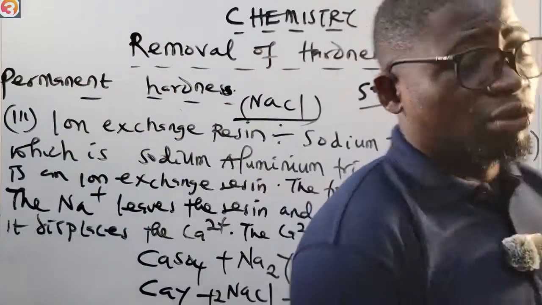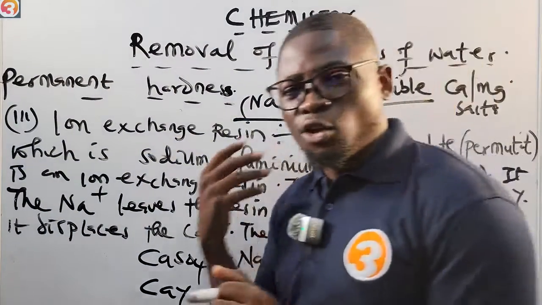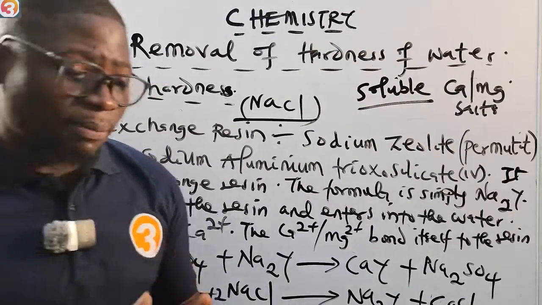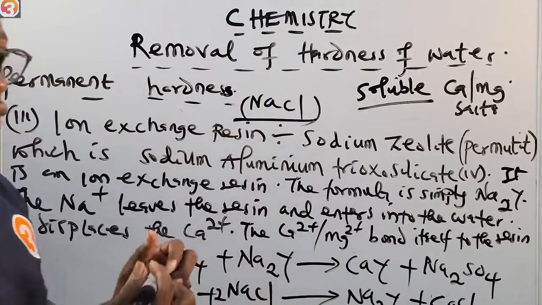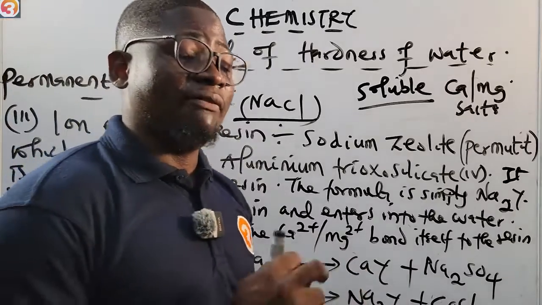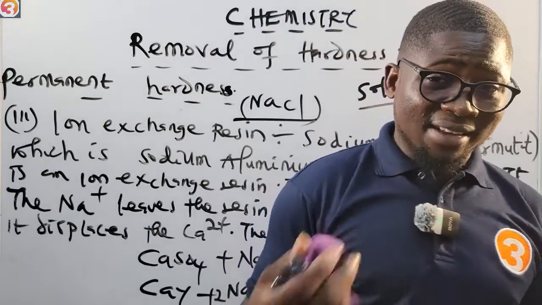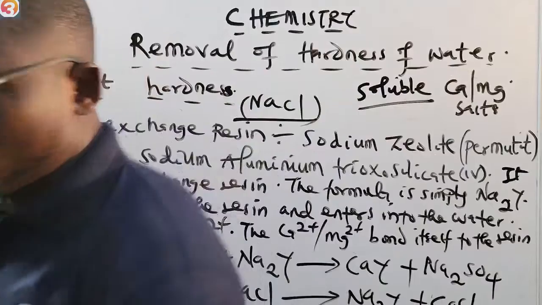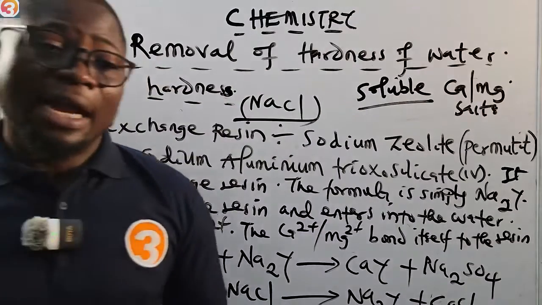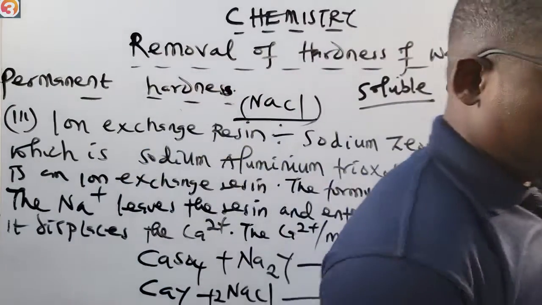So these are the methods that we use in the removal of hardness, both temporal and permanent. Take note of the methods for temporal and for permanent, so that whenever you encounter them anywhere, it will be easy for you. So let's go to the O3 Schools JAMB app and answer questions pertaining to this topic.